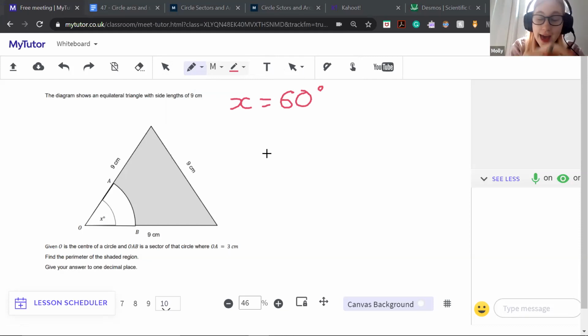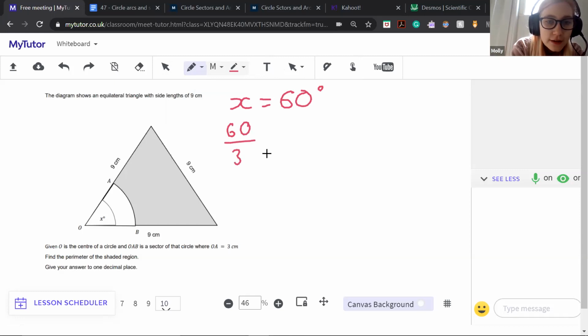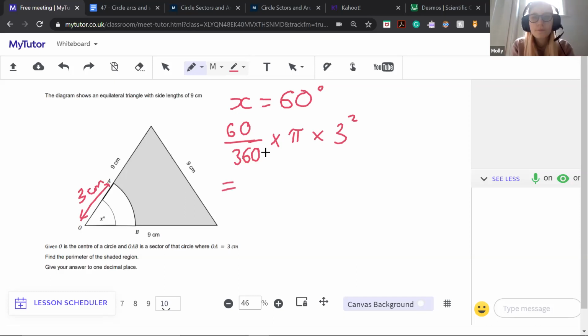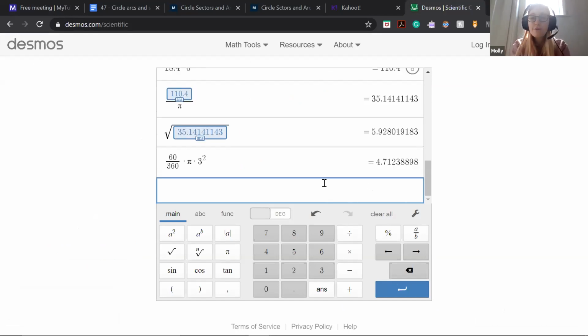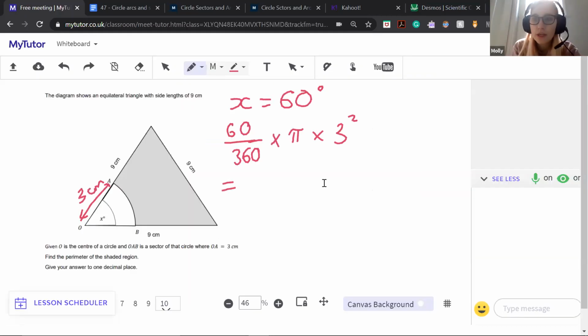So finding that arc length first to find the perimeter, we're going to do 60 over 360 and multiply that by pi times r squared. And we're told that OA is 3 centimeters. So pi times 3 squared. So let's do that. 60 over 360 times pi times 3 squared. 4.71. Let's wait, does it say? Oh, 1 decimal place, so 4.7.